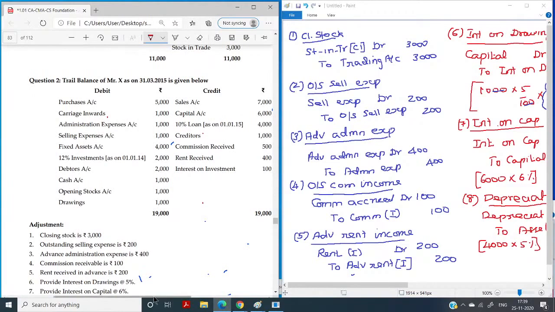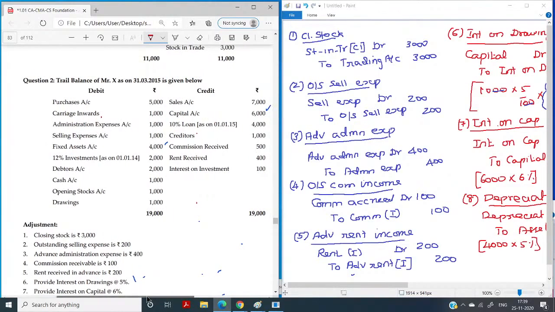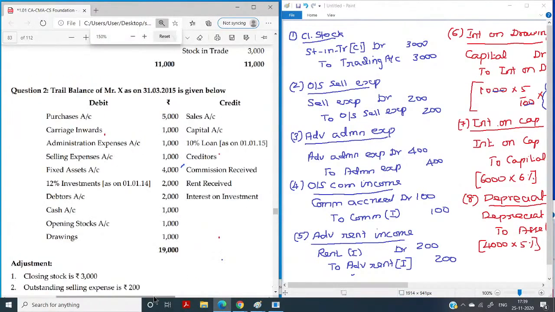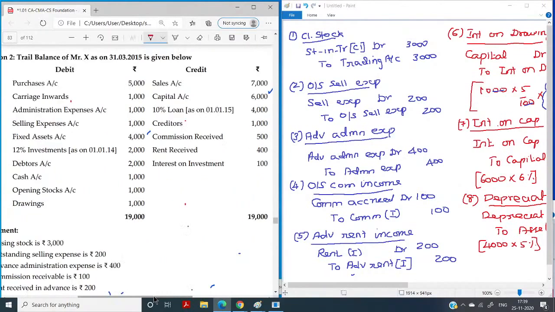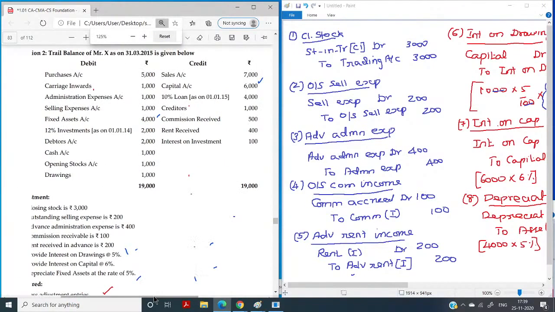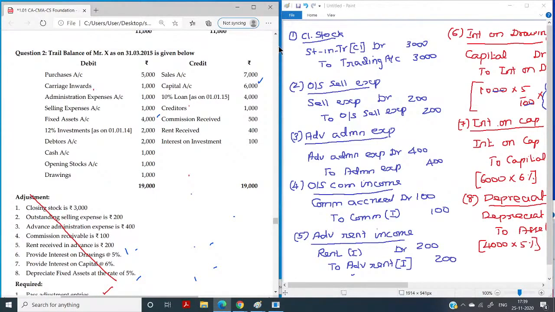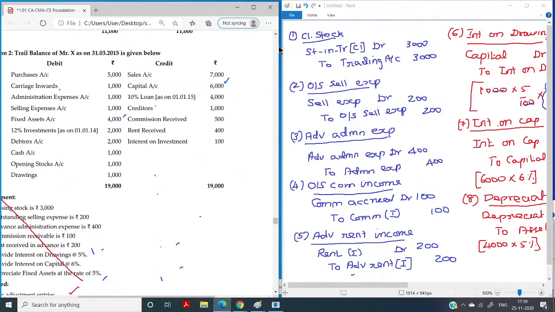Okay, one second, I'll just adjust this page. I don't see the adjustment anymore. Adjustments are not required at all because all these adjustments are passed as a journal entry. As I have passed the journal entry, this journal entry will go to the trial balance. See here.